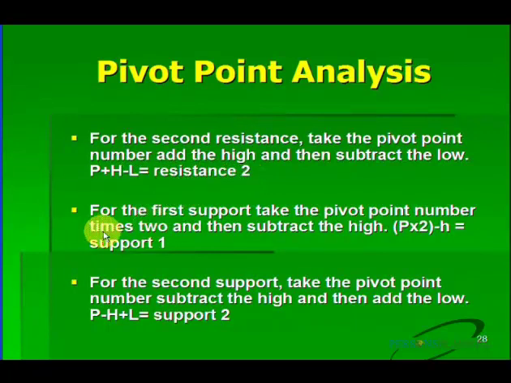For the first support, take the pivot point number times 2, and then subtract the high. So that would be pivot times 2 minus the high, and that gives us S1, or support 1. For the second support, take the pivot point number, subtract the high, and then add the low. And that'll look like this: pivot minus the high plus the low equals S2.